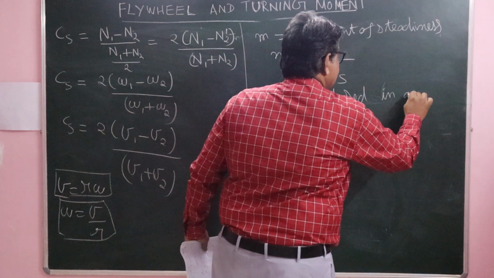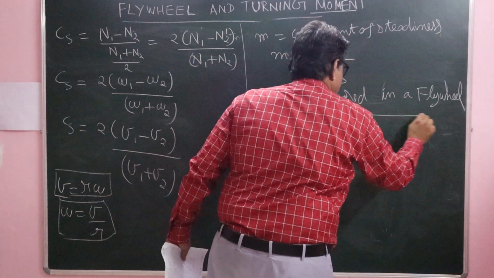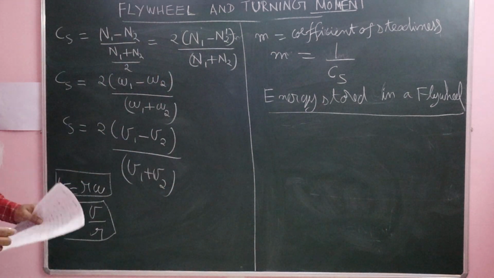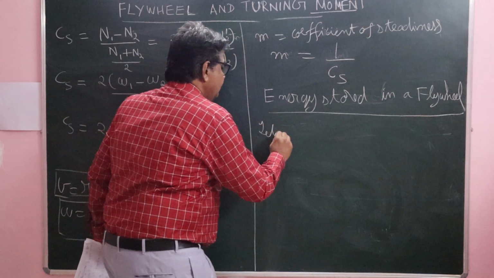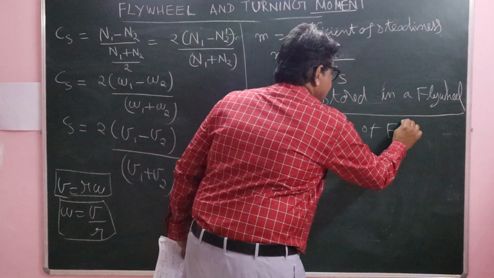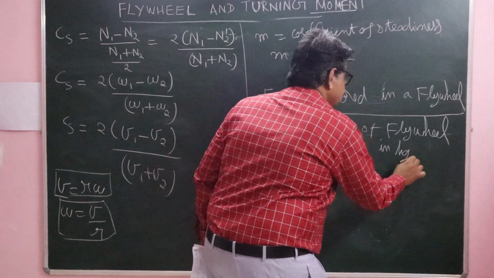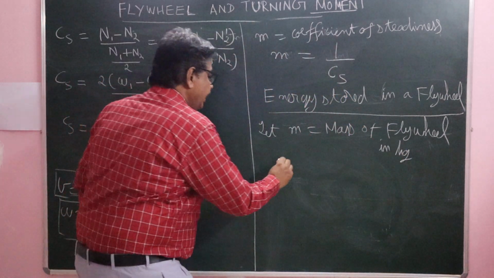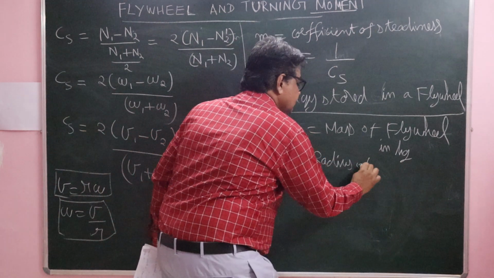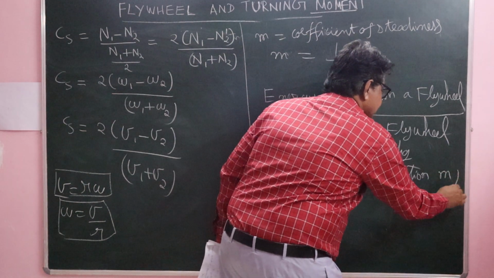Next we can write energy stored in a flywheel. Let m be the mass of the flywheel in kilogram, and k equal to the radius of gyration in meters.